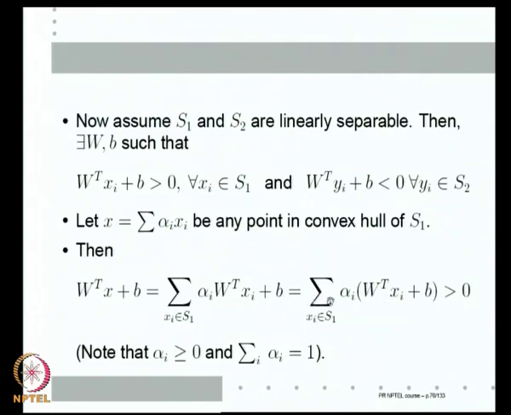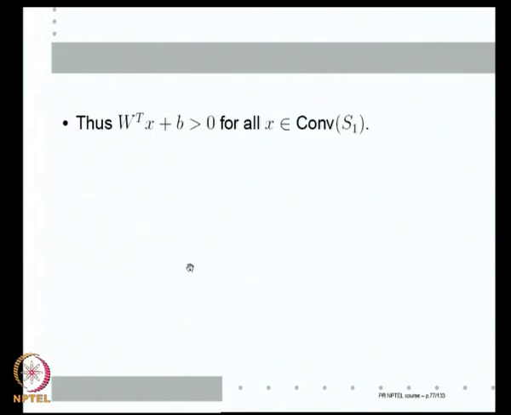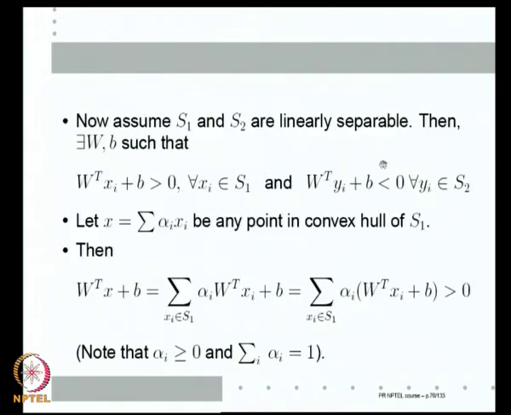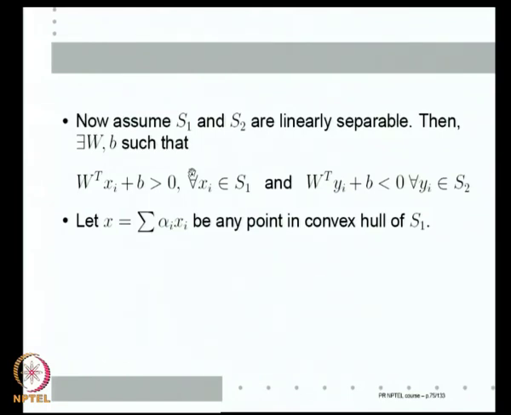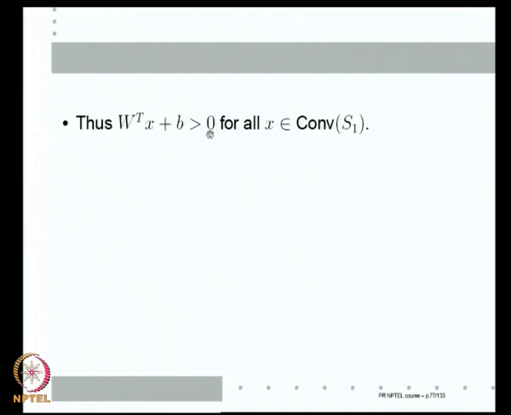Why can I write this? Because if I take the second term, B times summation alpha i will be equal to B, because summation alpha i is equal to 1. So, I can put B inside the summation by multiplying alpha i with W transpose Xi plus B. Now, for every Xi in S1, W transpose Xi plus B is greater than 0 and we know the alphas are positive. So, the summation over Xi in S1 of alpha i times W transpose Xi plus B will also be positive. What it means is that whatever W and B separate S1 and S2, W transpose X plus B will also be positive for every X in the convex hull of S1, not just X in S1, but for every X in the convex hull of S1.